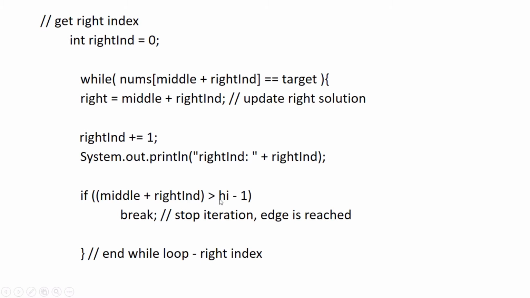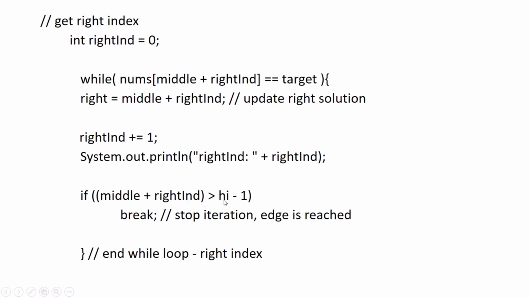Because if you put I, then you're going to have an array index out of bounds error here. You need to have I minus 1. Let's say the number of elements in your array is 4, okay, so your I is going to be 4, but then your index should stop at 3. Your index should stop at 3.